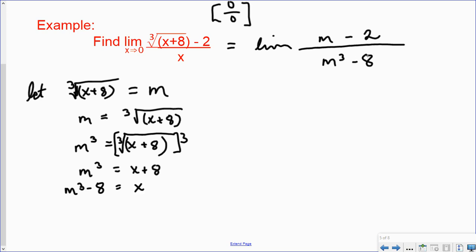That's what I want in my limit. Now, I have to do one more thing here, and I have to find out what m is approaching.